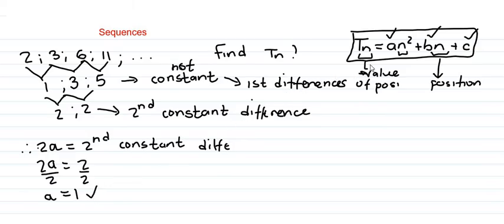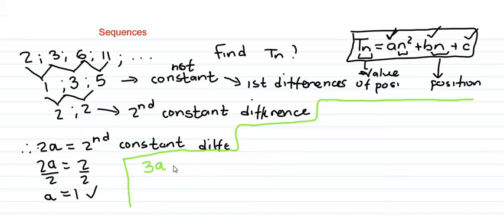So in our formula we now have A. And there are steps that we need to follow. We are going to use this A to create something else. So another part of the formula, the next step, is 3 times A plus B. It will give us the first term of the first difference.